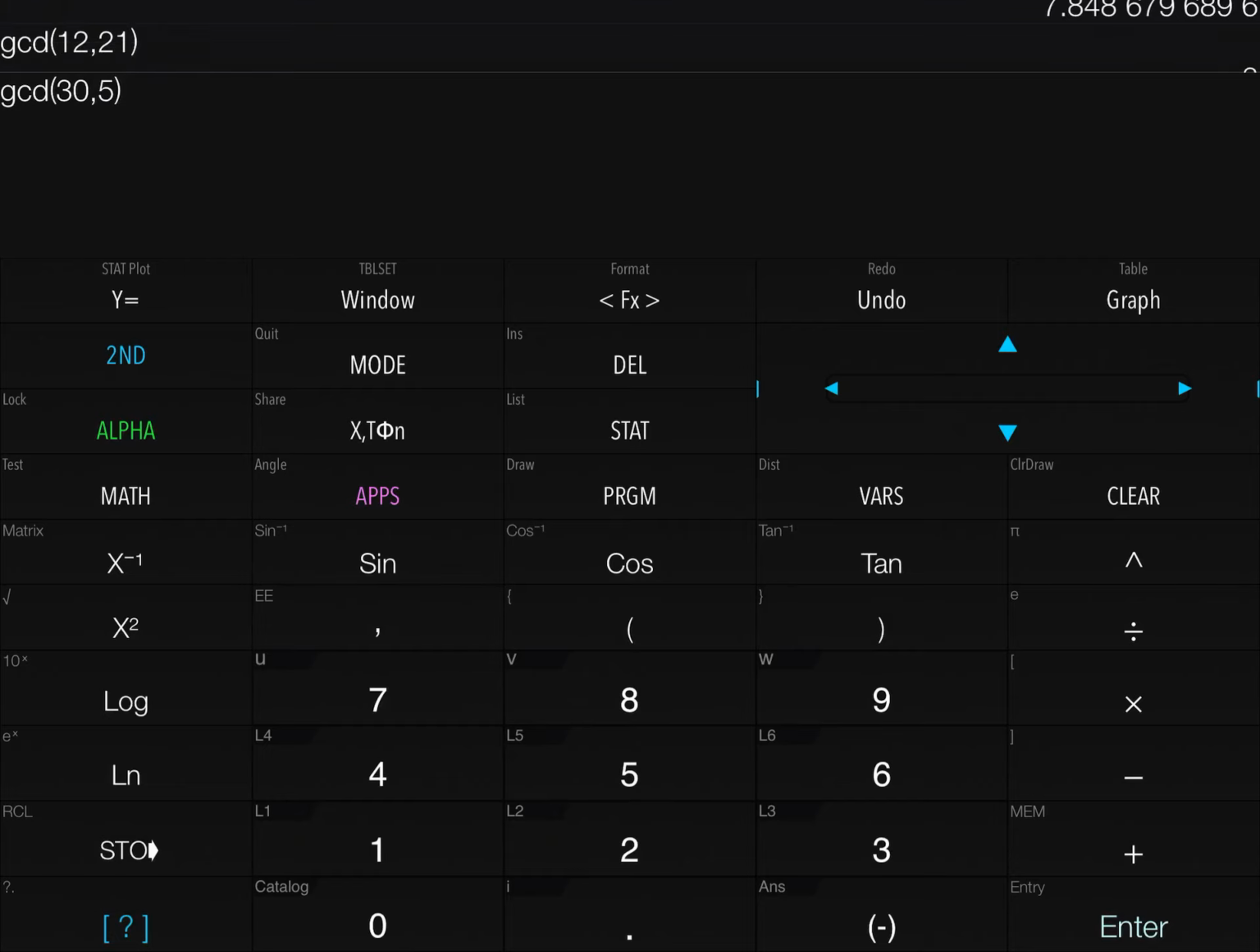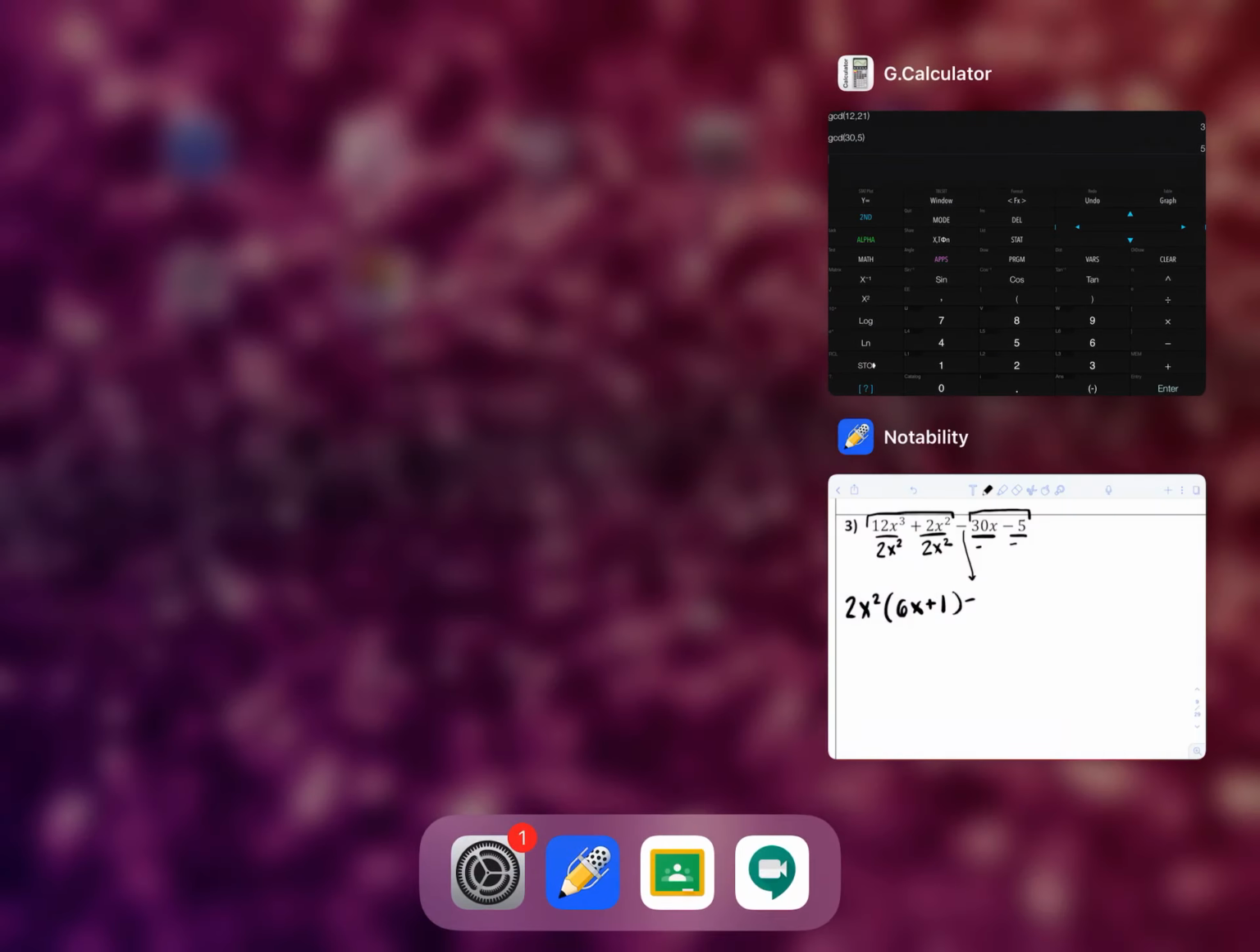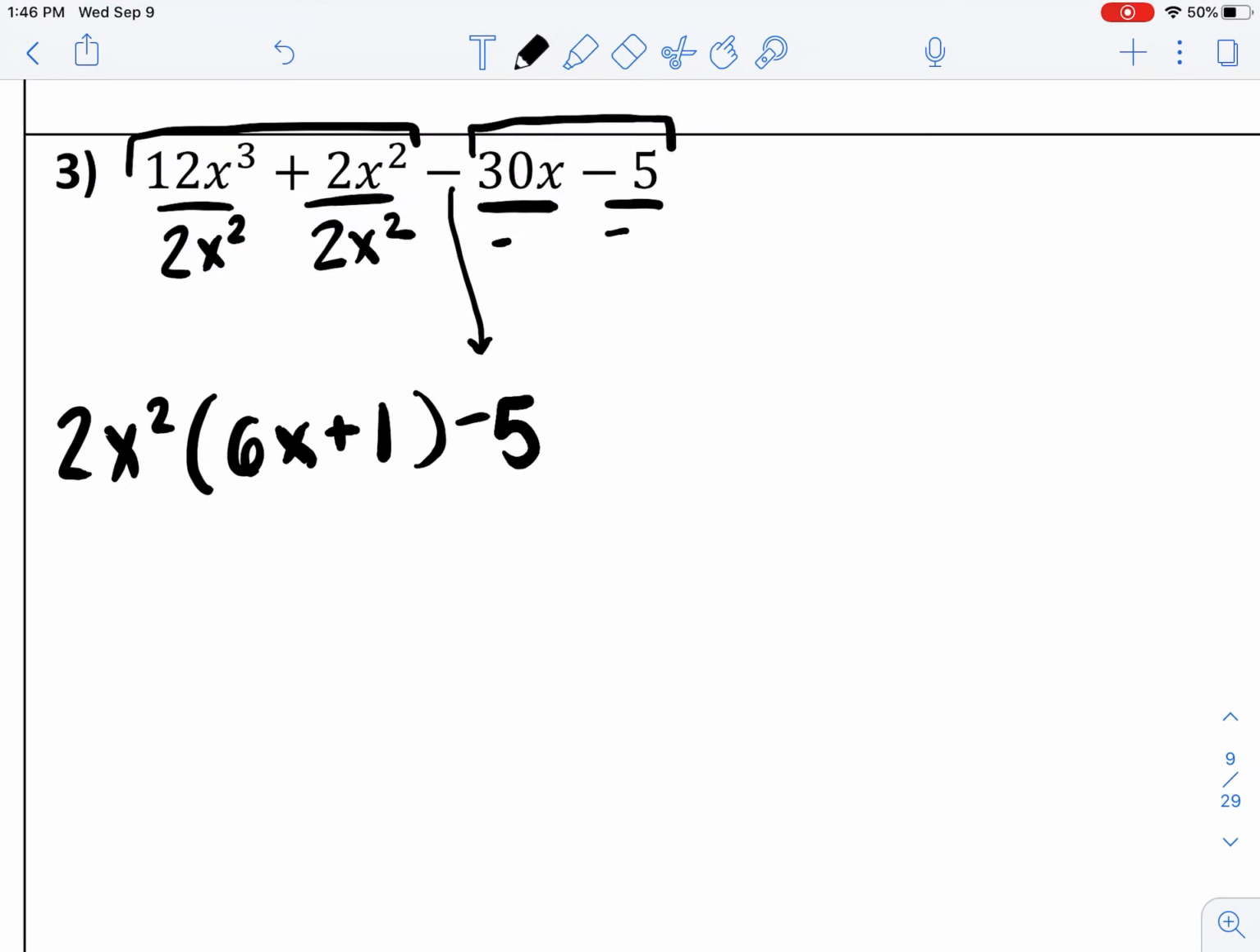Again, just make sure that they are positive numbers. And it tells you 5, so my GCF is 5. But in this case, it's a negative 5 because we brought down that negative sign. So negative 30x divided by negative 5 is positive 6x. Negative 5 divided by negative 5 is positive 1.